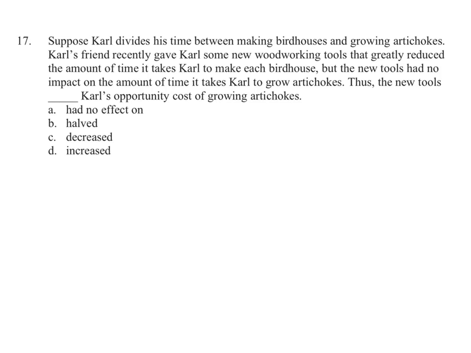Thus, the new tools either increased, decreased, cut in half, or had no effect on Carl's opportunity cost of growing artichokes. Well, there are a lot of ways to go about this. One way, if your intuition is strong, is to think it through. We know the opportunity cost is the amount of birdhouses that Carl has to give up to grow artichokes, and if the birdhouses he's able to make in any unit of time goes up, then what Carl has to give up to grow artichokes goes up, and that gets you to answer D.